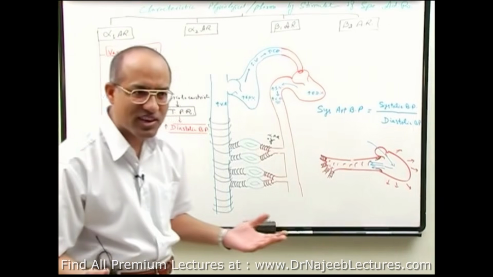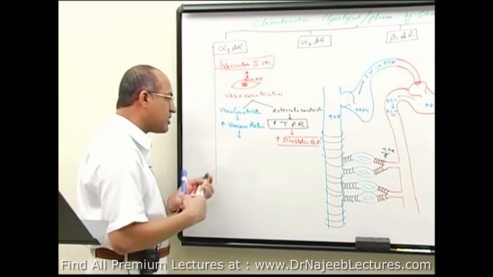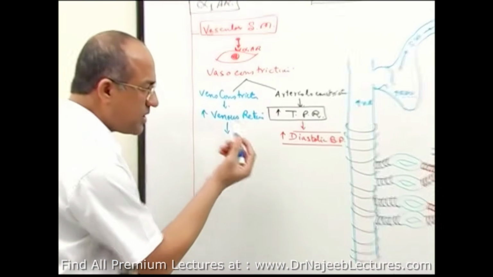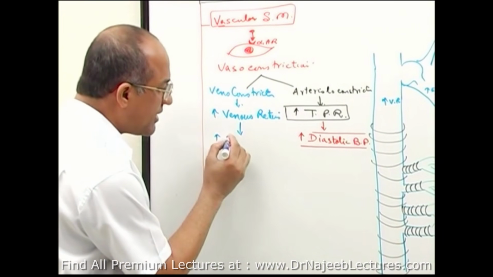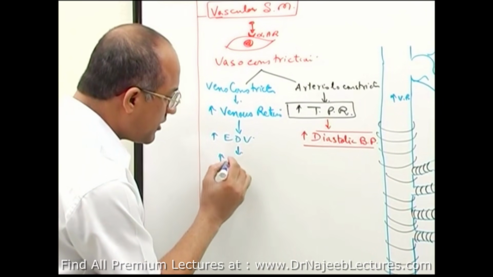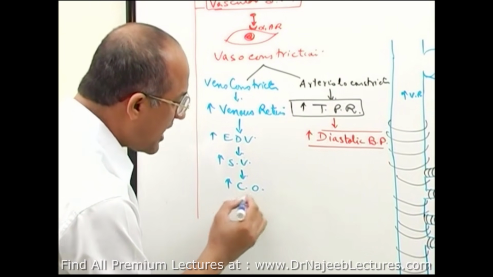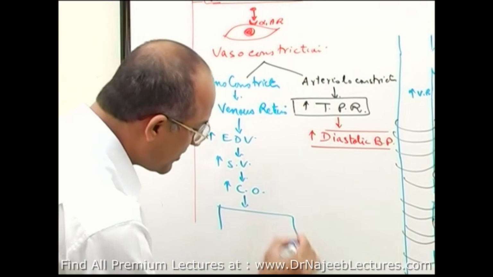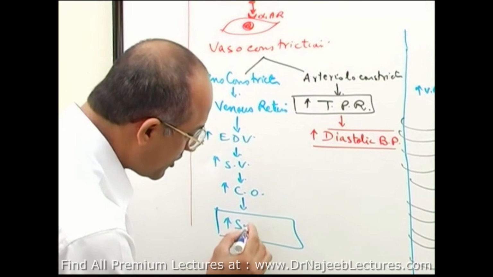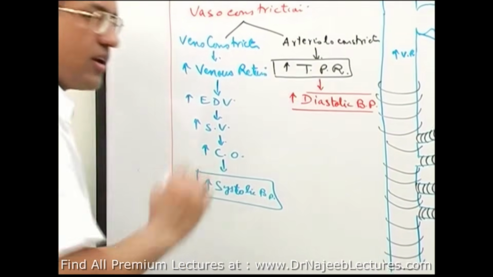It's so easy to understand. So what we will say, increased venous return will lead to increased end diastolic volumes in the ventricles, and that will lead to increased stroke volumes, will eventually lead to increased cardiac output, and that will translate into increased systolic blood pressure.